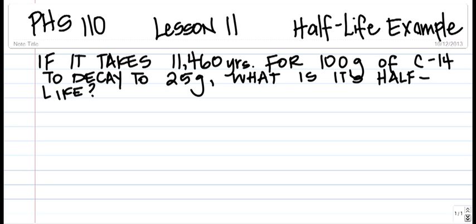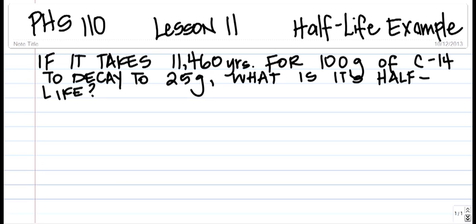So what I like to do to make my life a little bit easier for half-lives is I like to set up a proportion. I know that it's going to take a certain amount of time for my item of interest to decay, and that's going to be a certain number of half-lives.